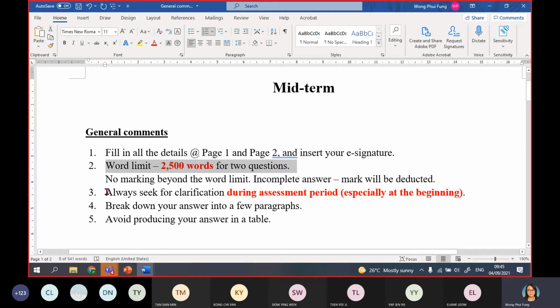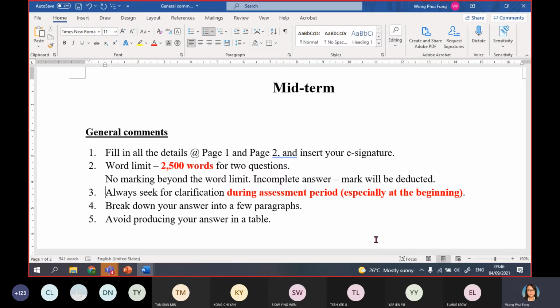Number 3 is always seek clarification during the assessment period, especially at the beginning. This one is very important. If you read the question and you don't understand, or you have certain doubts, feel free to clarify with me at the beginning. Don't do it halfway, when you feel like you're going to Holland, then only you want to clarify. That will be too late already. So always clarify right at the beginning.